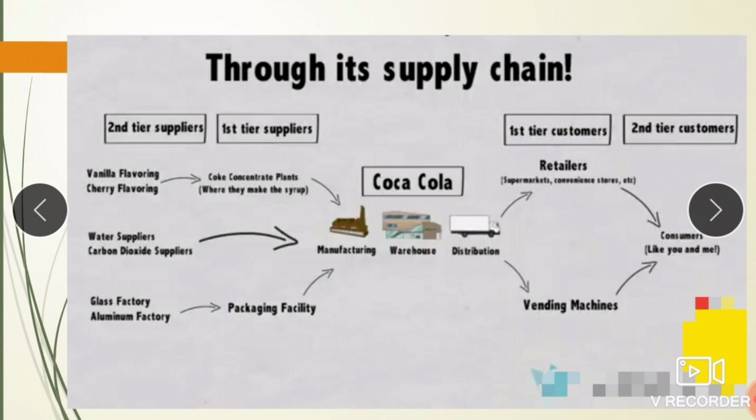customers. So ilang first tier customers are the retailers. So retailers are supermarkets, convenience stores, and even kanang mga gagmay nga mga tindahan. And the vending machines, kay naa poy mga vending machines nga like sa Gawas International. And the second tier customers is kita na ni nga naga-consume sa ilang products.